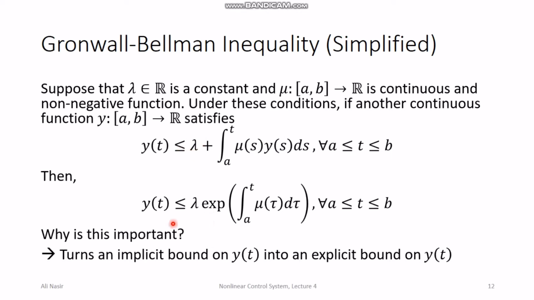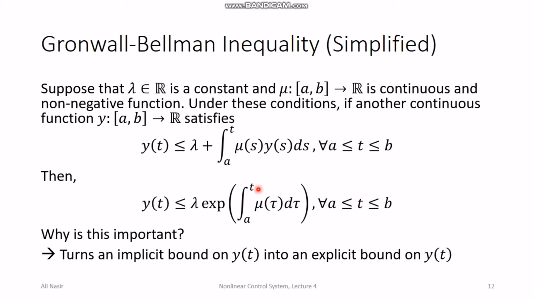So if you rewrite this, then this is lambda times the exponent of the integral of mu of tau, and now you can find the upper bound on y of t in terms of the integral of mu times lambda, which is more doable. But this is not enough. I mean, this may not be satisfactory.